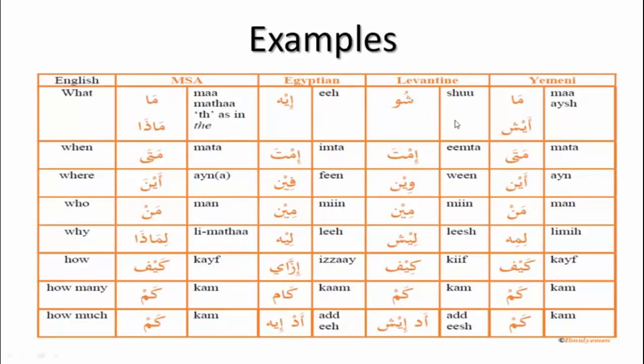We also have multiple examples for that. In the Yemeni dialect, the word "what" is "ma" or "ish". In the Levantine, which is Arabic spoken in Palestine, Lebanon, Syria, and Jordan, they don't say "ma" or "ish", they say "shu", a different word. In Egyptian, they say "eh". In Modern Standard Arabic, we have "ma" or "madha". The same goes for "when", the same for "where", the same for many words in the Arabic language.